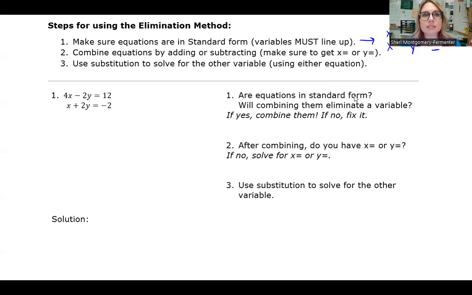Are these equations in standard form? Are they lined up like that? Yeah, they are. It says, if not, we need to fix it. But yes, we can combine them. So what that means is that we're going to put these together. We go line by line.